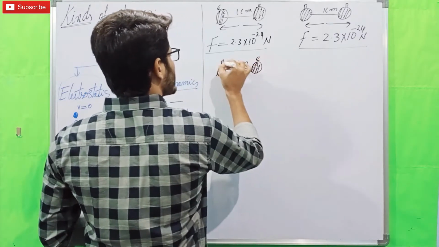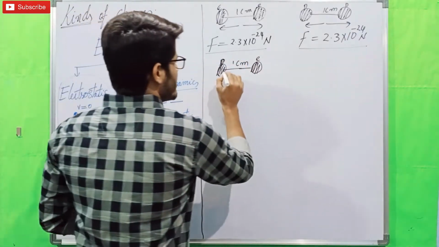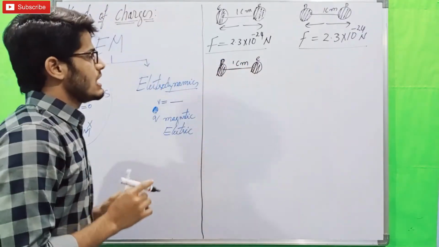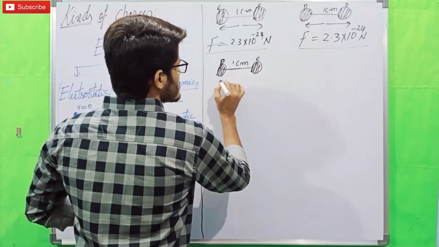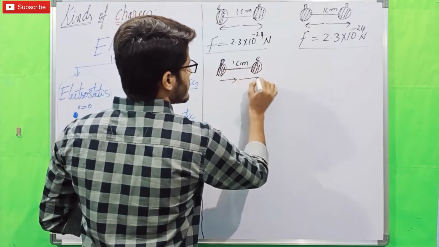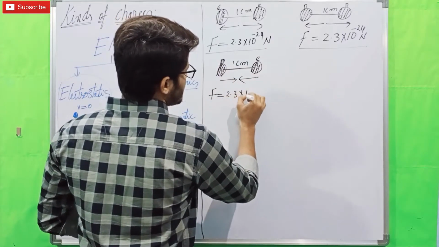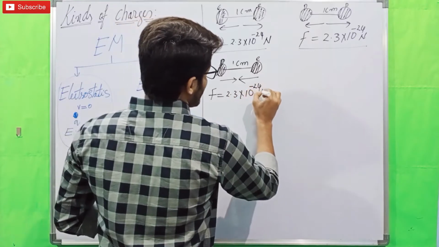Okay, now let's see what will happen if I take one proton 1 centimeter apart from one electron. So here I have an electron and here I have a proton. In this experiment, what we have observed experimentally is that these two particles, proton and electron, are attracting each other with the force 2.3 into 10 power minus 24 newtons.